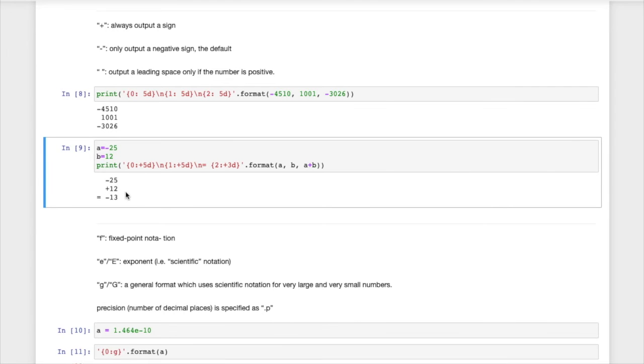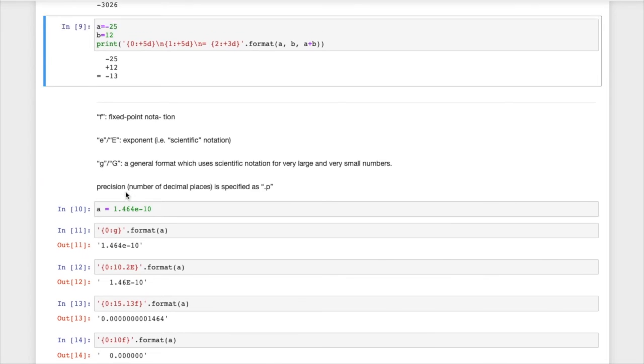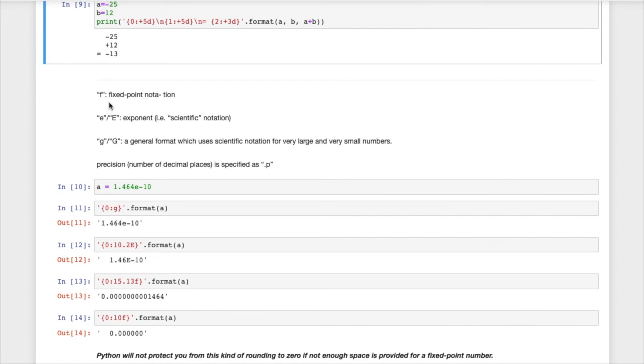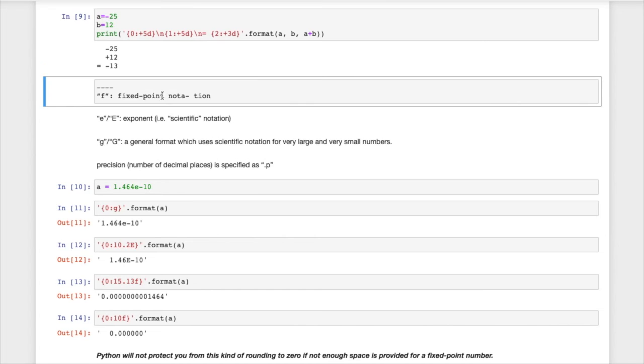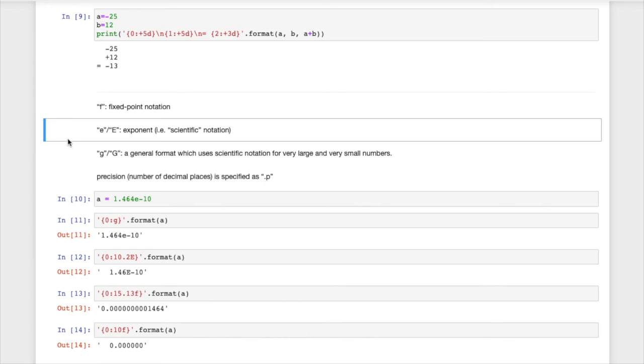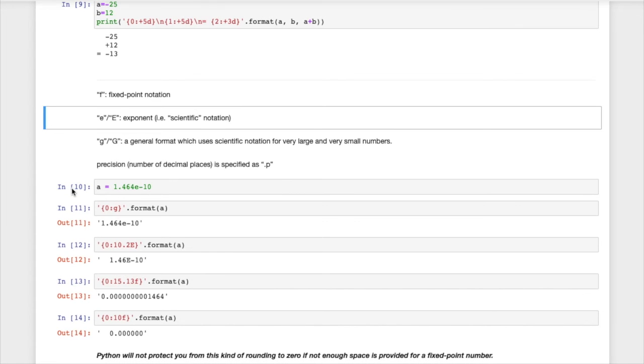There are also format specifiers for floating point numbers, which can be output to a chosen precision if desired. The most useful options are f, fixed point notation, e or capital E for exponent, also known as the scientific notation, and g or capital G, a general format which uses scientific notation for very large and very small numbers. The desired precision, the number of decimals for example, is specified as .p after the minimum field width.